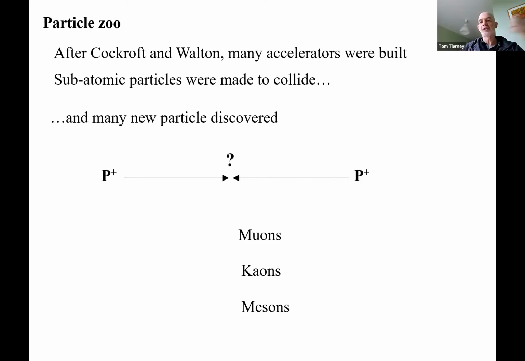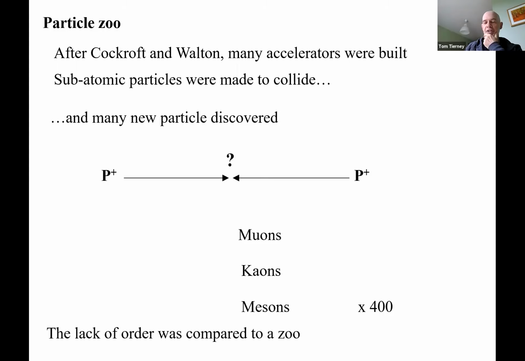Sometimes you bang two protons into each other, you get muons. Sometimes you bang them in and you get kaons. What the hell is going on? What is inside those protons? Is it muons? Is it kaons? Is it mesons? What is in there? And they couldn't find any pattern to it all for decades. They came up with about 400 particles that seemed to be lurking inside protons and neutrons at different times. It became known as the particle zoo for the lack of order.